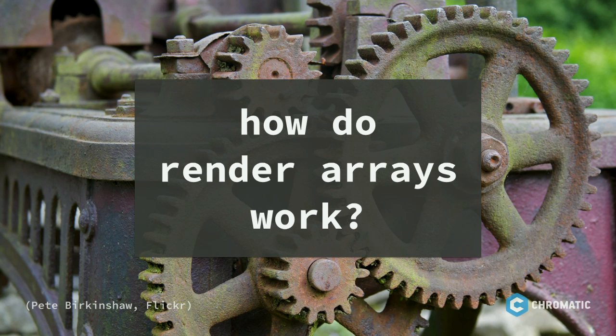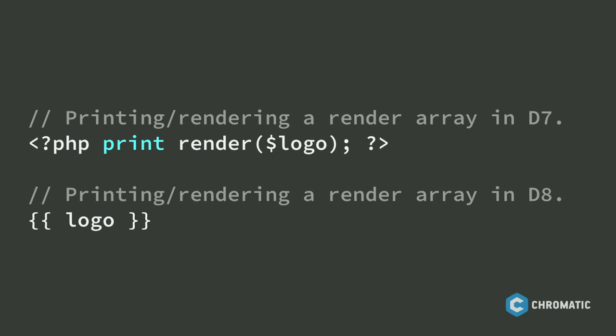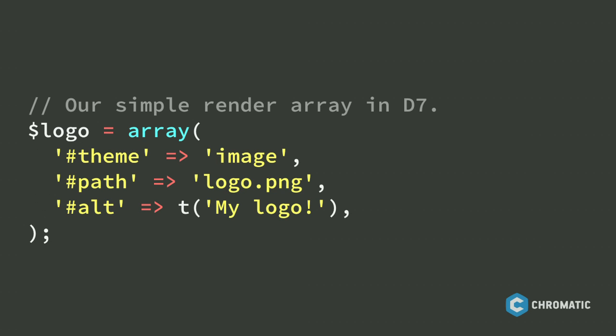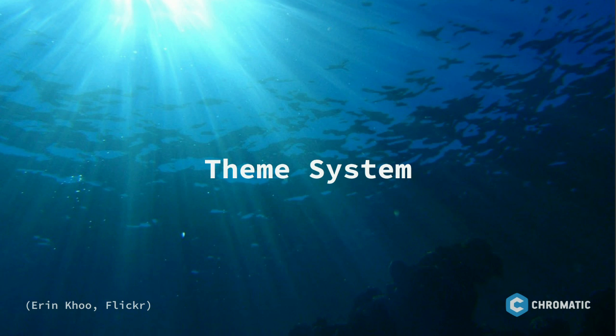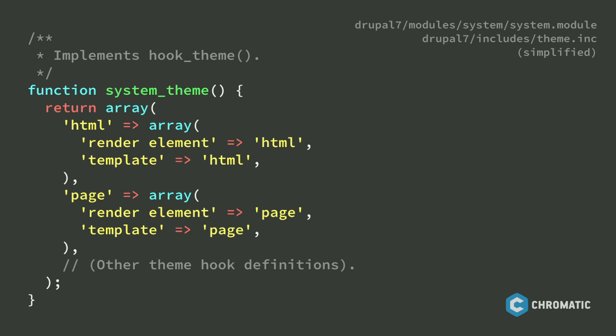So that's what they look like. How do render arrays work? How does Drupal 7's render function, or Drupal 8's Twig engine, know how to take our render array and turn it into markup? To understand that, we're going to take a bit of a deep dive into the theme system. The session description doesn't really mention that we would do this, but it's kind of hard to understand render arrays and their benefits without understanding the basics of the theme system. This could definitely easily be a session of its own, but we're going to aim for the quickest version that we can. So it's all going to start in the theme system with hook theme.